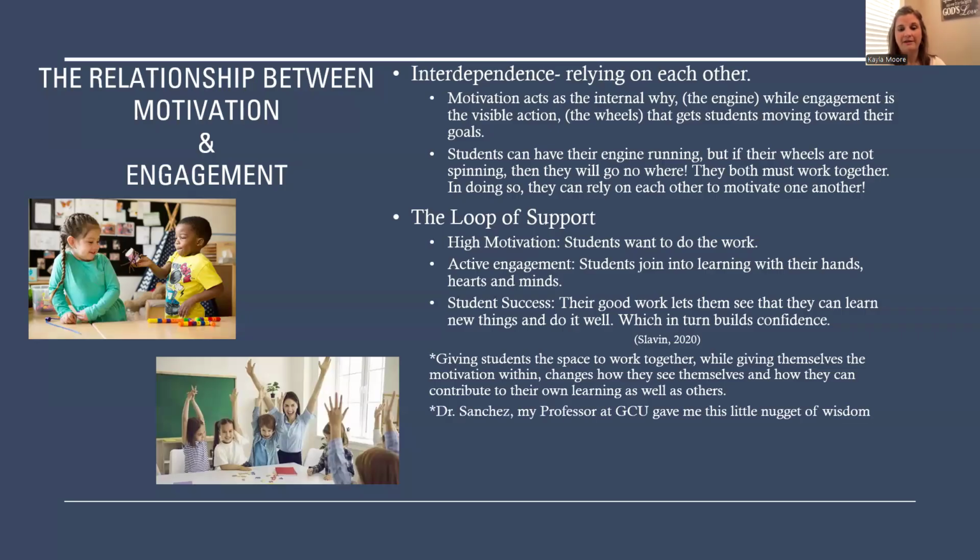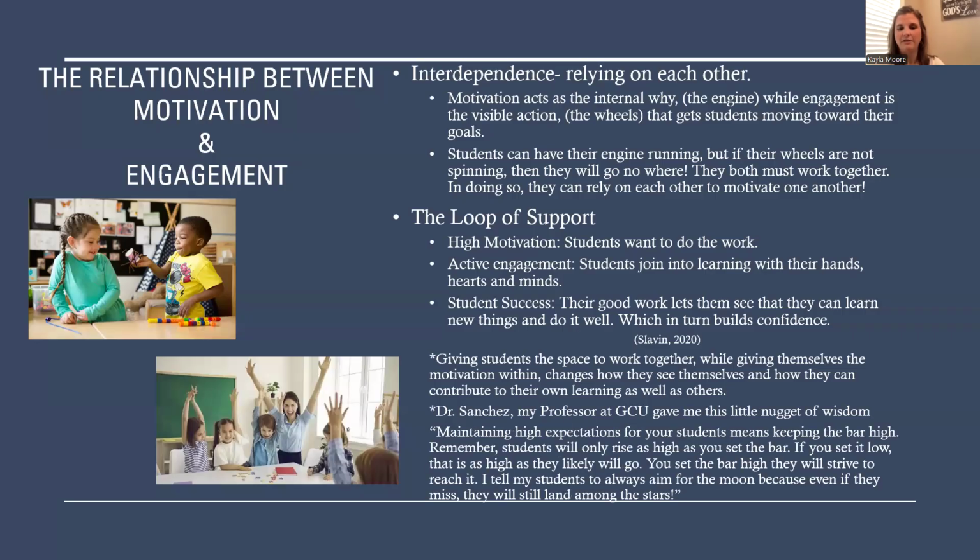Dr. Sanchez, my professor at GCU, gave me this little nugget of wisdom. Maintaining high expectations for your students means keeping the bar high. Remember, students will only rise as high as you set the bar. If you set it low, that is as high as they will likely go. You set the bar high, and they will strive to reach it. I tell my students to always aim for the moon, because even if they miss it, they will still land among the stars.